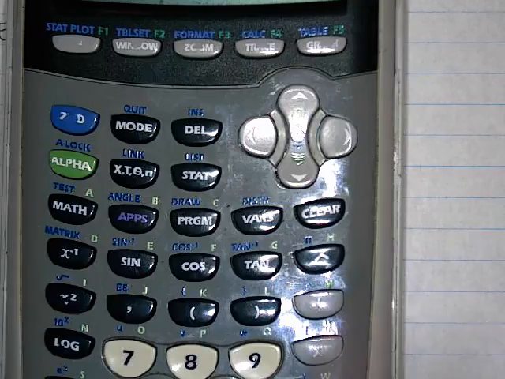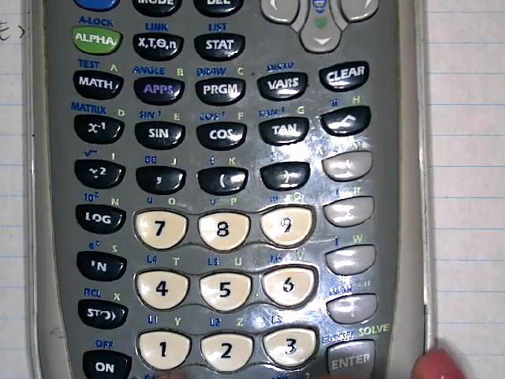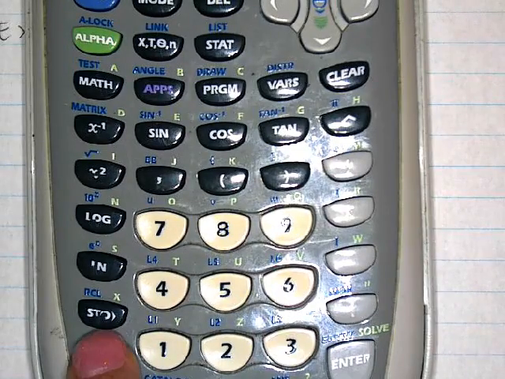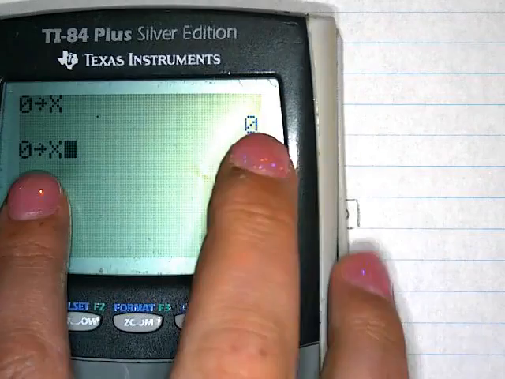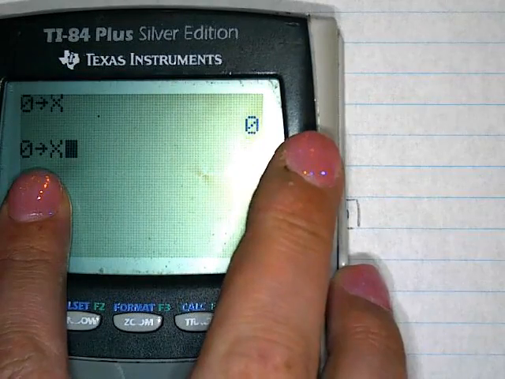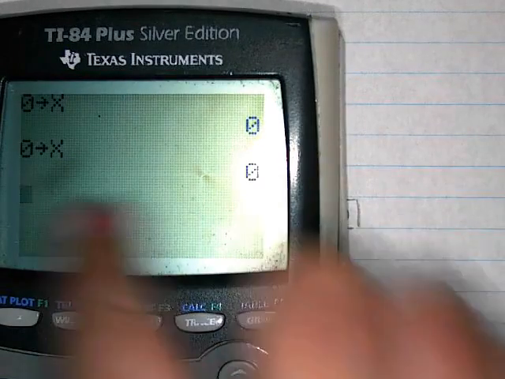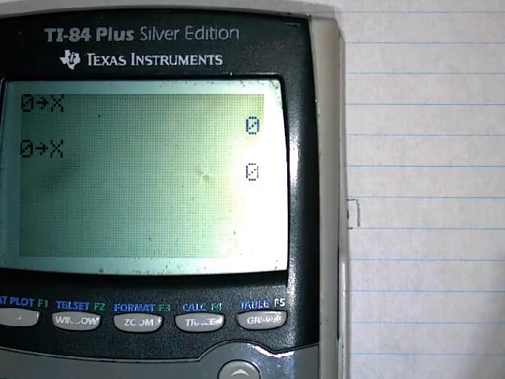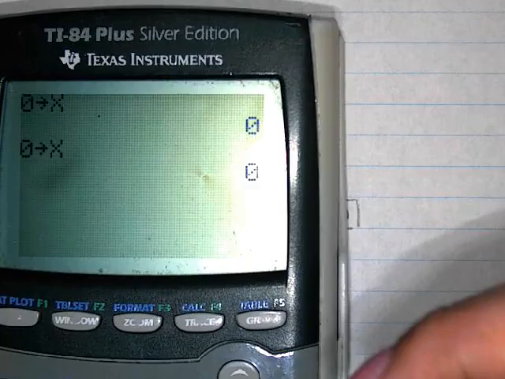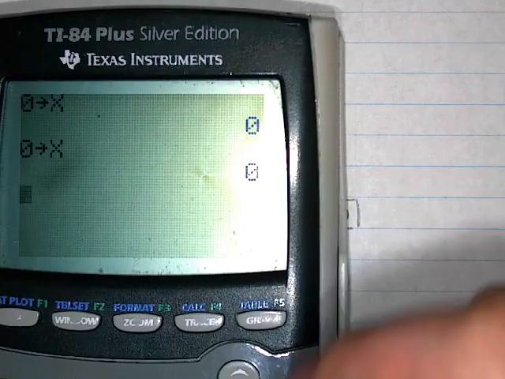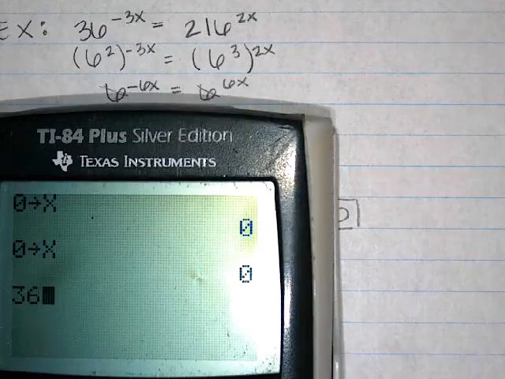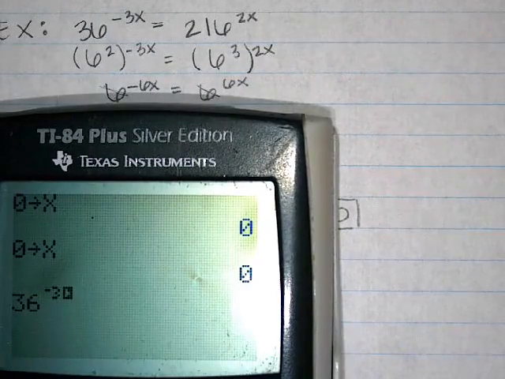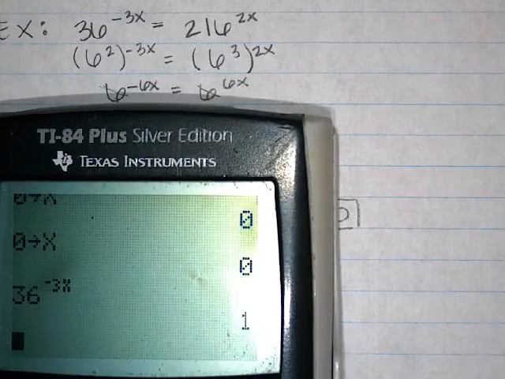So the way I did that again is I type 0, and then I type the STO button right here. It's above the on button. 0 STO X, and it looks like this when you do it. And then you press enter, and then it stores the number for you. All right, so now what I can do is I can type the left side of the equation in using x, so 36 to the negative 3x, and I can see what the left side of the equation equals.